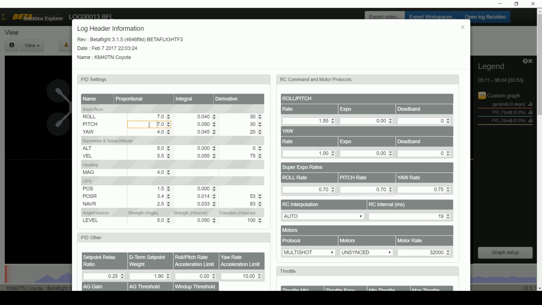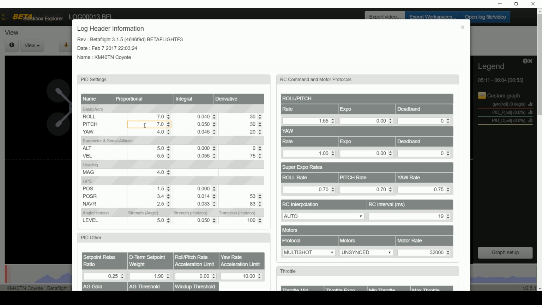Our P gain is 7, or 70 in Betaflight. Again, the Blackbox viewer shows the old style PIDs where they look like 7.0. In Betaflight, they would be 70. And that's high enough that when the D gain was 0, it was causing really bad P term oscillations. We'll take a look at that.